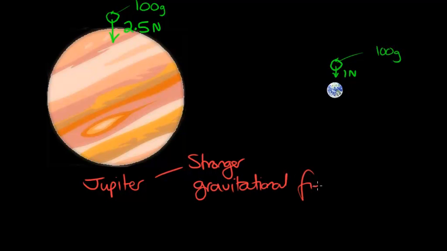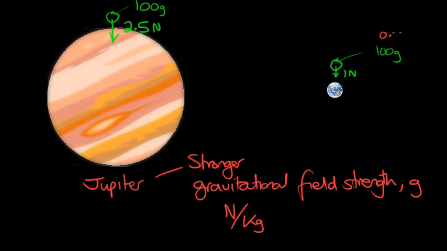We can measure the gravitational field strength, which has got a symbol little g, in terms of how many newtons it exerts for every kilogram. So here we've got 100 grams, so that's about 0.1 kilograms. And on Earth, the gravitational field strength is about 10 newtons for every kilogram. So that means we've got 10 newtons for 1 kilogram. We've got 1/10 of a kilogram, so that means the apple weighs 1 Newton.